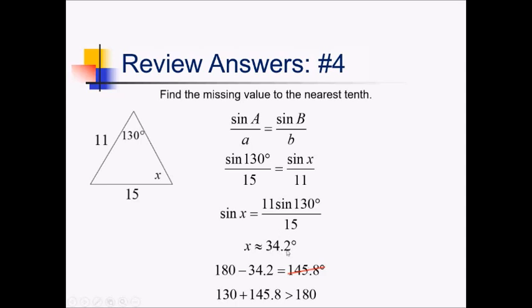Now, in terms of getting credit on a test, you need to show that you have considered this alternate angle and then give a reason for crossing it off. You can't just write 34.2 with none of this other stuff and get full credit. You have to show that you actually got this because you know what you're doing.